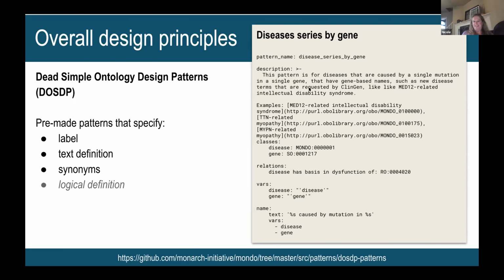And I also mentioned you all specifically, like the terms that you request in ClinGen. And then we also have some examples. These are some terms I think came from ClinGen curators, MedGen related intellectual disability, and so on. Then these bits you can kind of ignore. They're saying that in each term, we're going to be using these classes and these relationships, and this is for specifying the logical definitions for these terms.